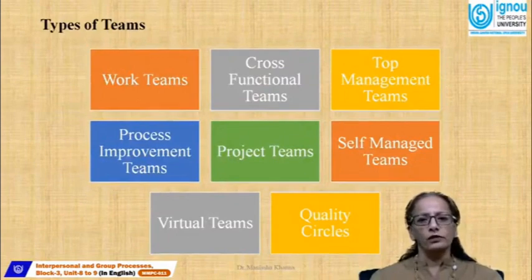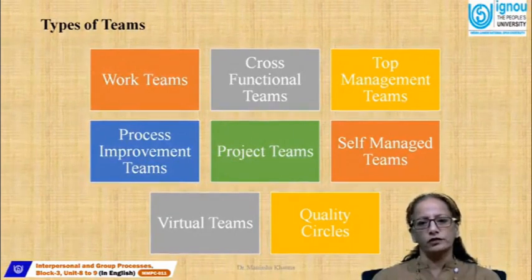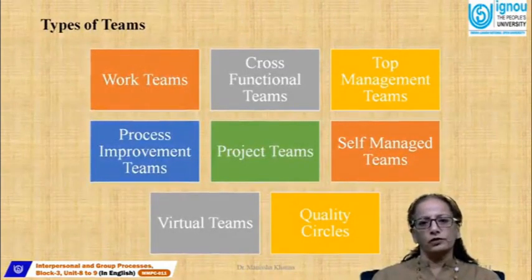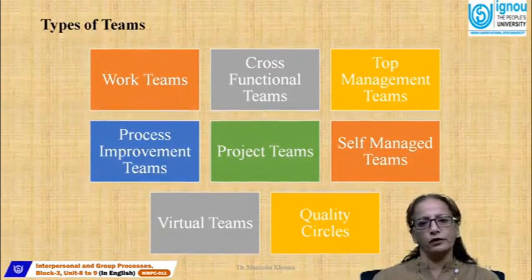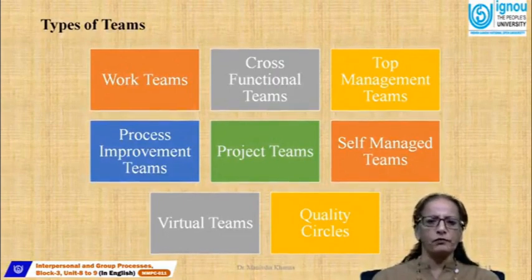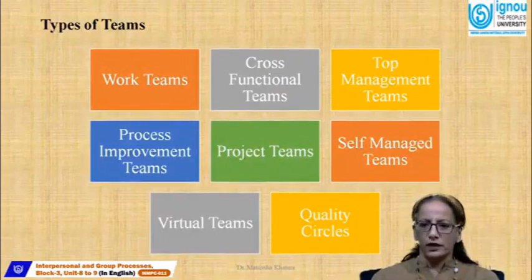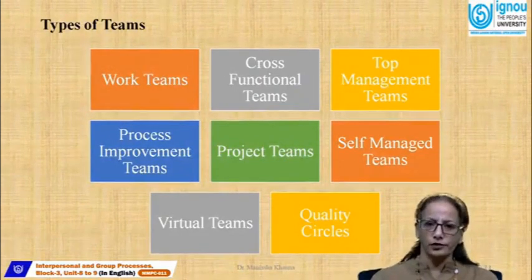Now there are different types of teams: work teams, cross-functional teams, top management teams, process improvement teams, project teams, self-managed teams, virtual teams and quality circles. Work teams consist of those team members who are working on specific tasks, specific work, or maybe within a department. Cross-functional teams are those teams which work in different functional areas. The management team is more of a strategy team. Then process improvement teams are teams of employees who work towards process improvement.